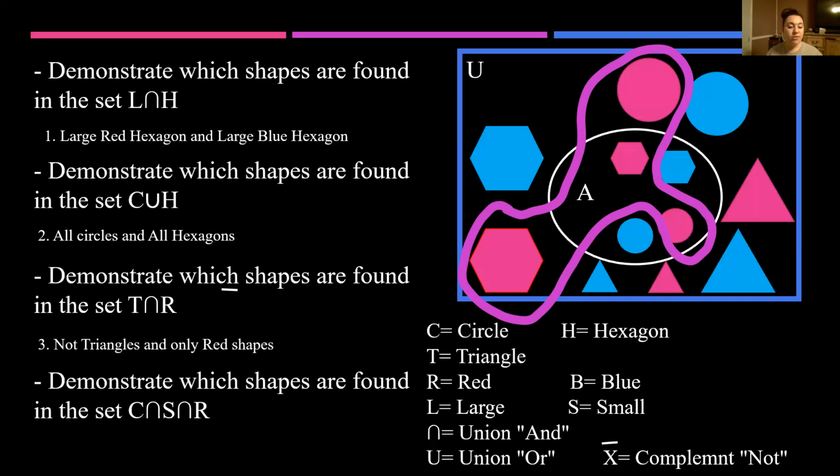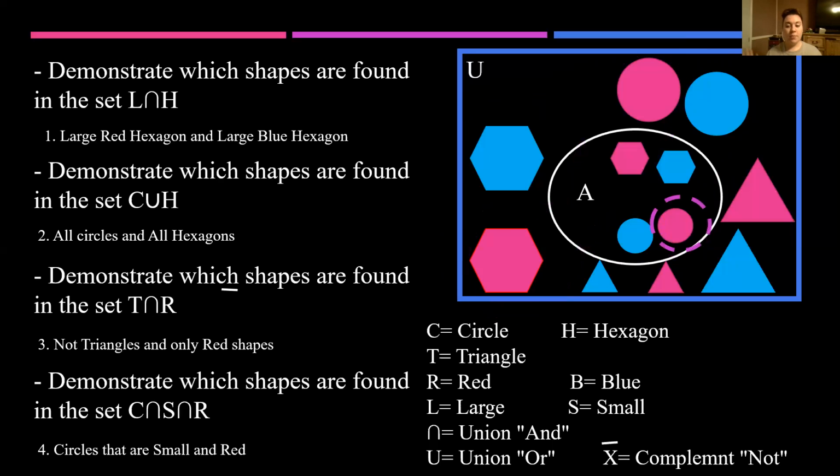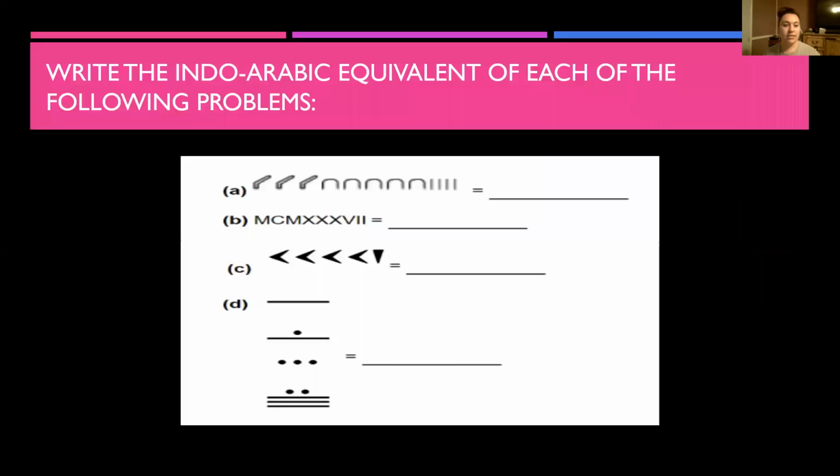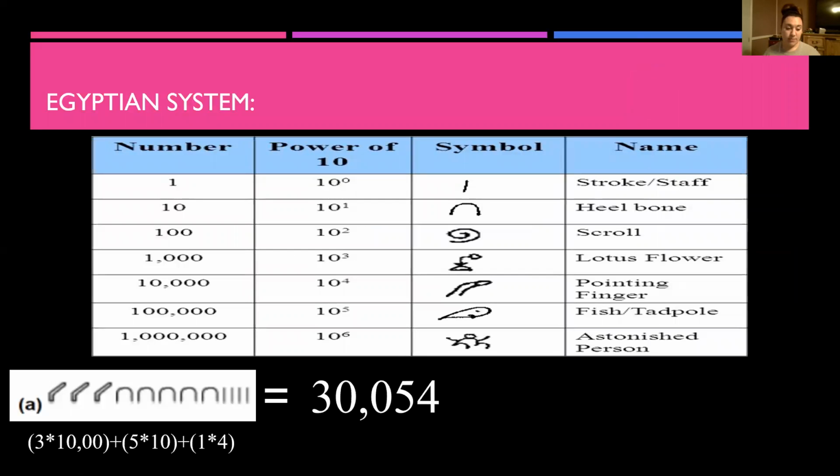Okay, demonstrate which shapes are found in the set C and S and R. So as long as they're a circle, they're small, and they're red, then they fit what we're looking for. And that is our one little small circle here. Okay, so now on to our next. Write the Indo-Arabic equivalent of each of the following problems. Okay, so here we go. Egyptian system. Okay, so you see here we have little fingers, what looks like ends, and then what looks like little one symbols. Okay, so here's what we're going to do.